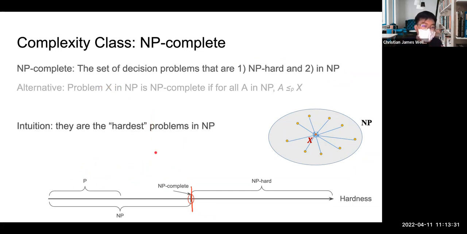So intuitively, this is exactly what I mean by saying that they are the hardest problems in NP, because NP hard is here onwards, and the only time it intersects is at the tail end of the NP class. So this is NP complete.